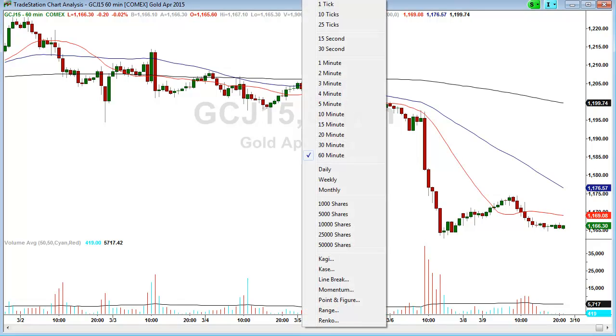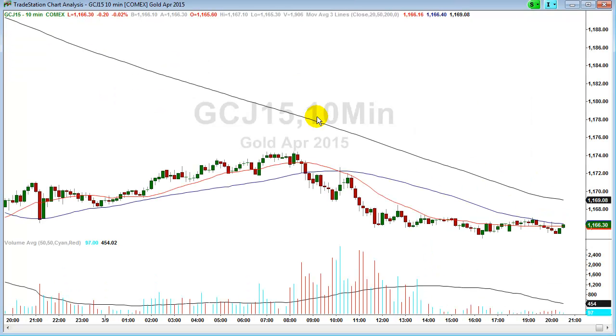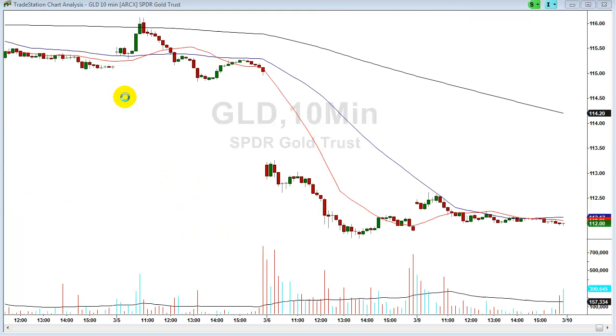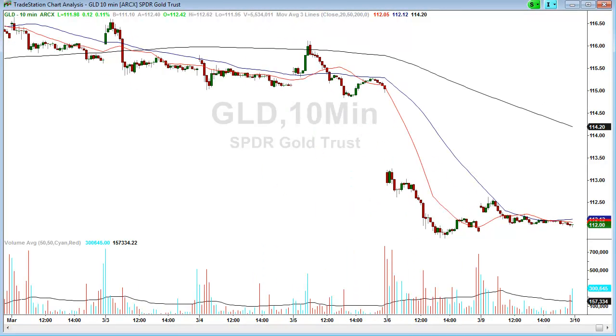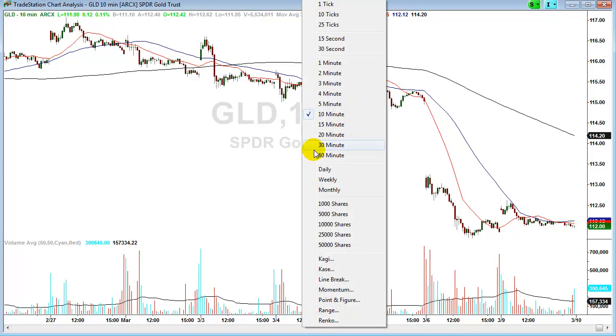What we've been seeing, let me go over to the even shorter time frame, the 10-minute. Oh, you can't see it. You see it on GLD. What you see is, I'm going to zoom out a little bit, and you'll see what I'm talking about. Okay, let's go back to the 60 on GLD.